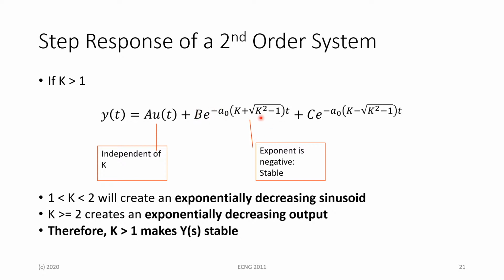So the exponent here is going to be negative for the B component, and similarly for the C component, it's also going to be negative. A negative exponent results in stability. So typically we say for the range of k lying between 1 and 2, we get an exponential decrease in the sinusoid, resulting in an exponential decrease in output. So for values of k more than 1 for a second order system, when we evaluate the step response, that means Y of s, and conversely Y of t, results in a stable system entirely.